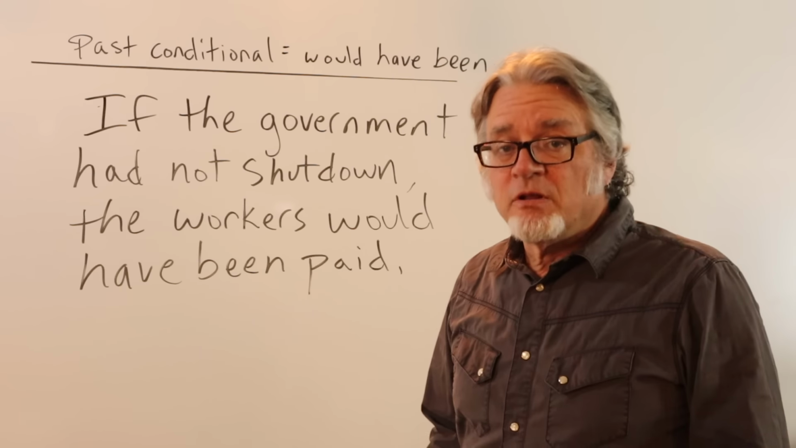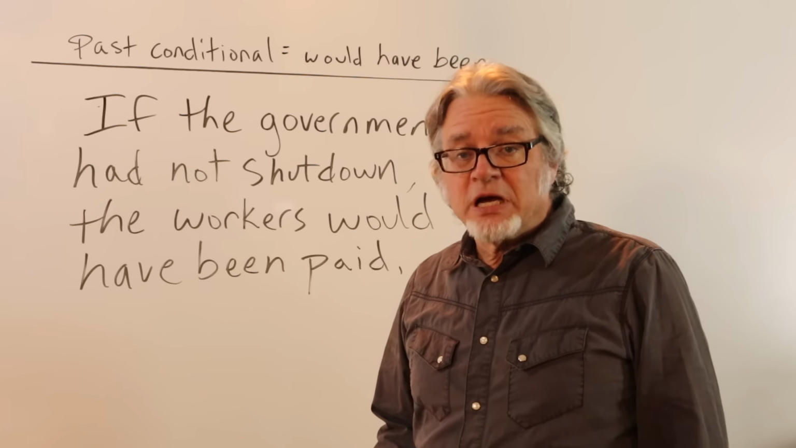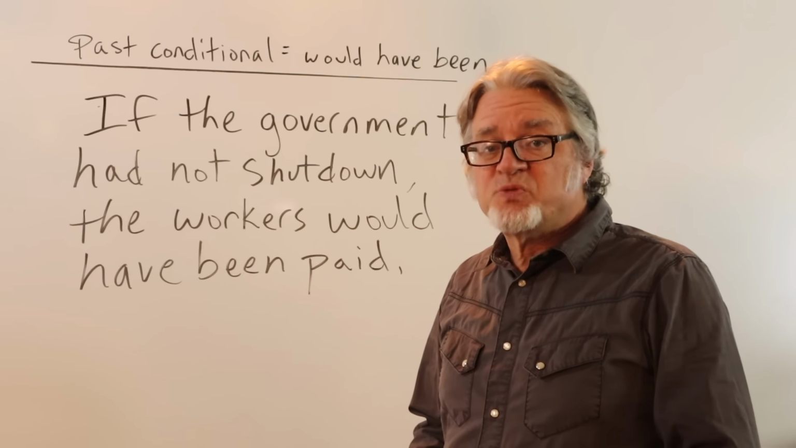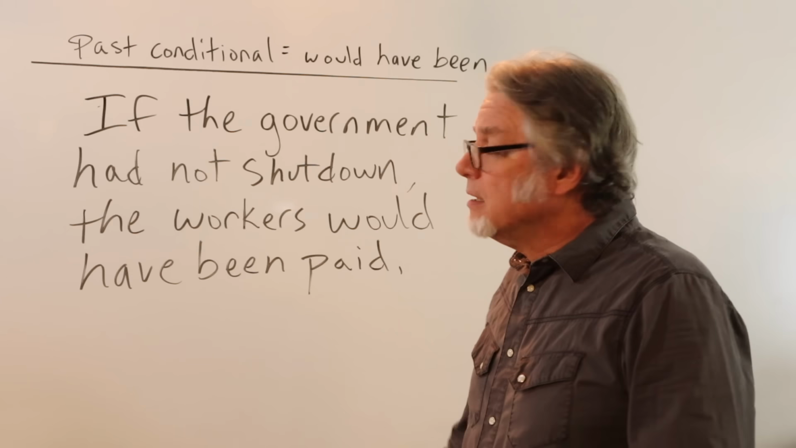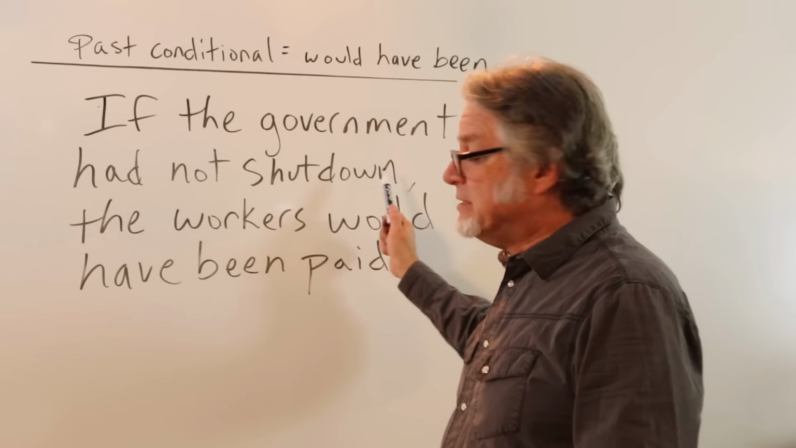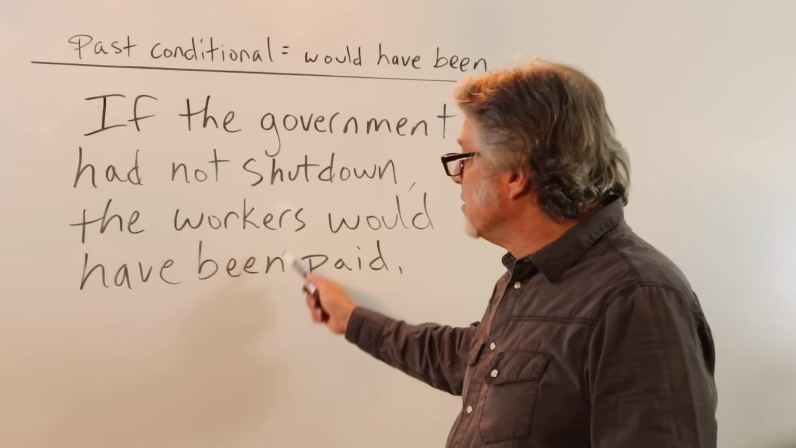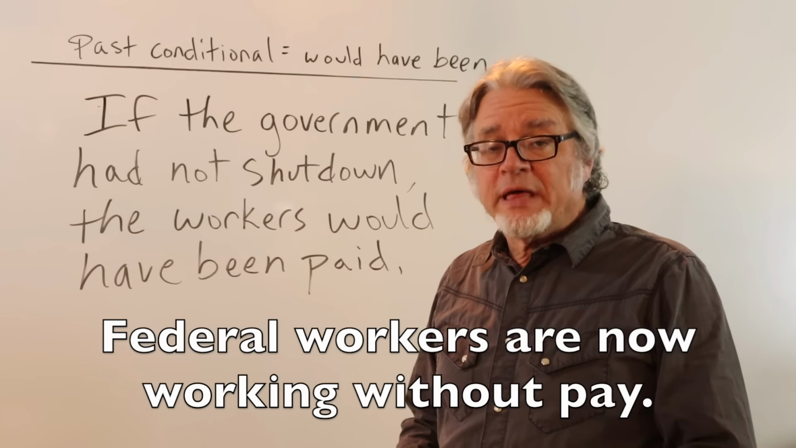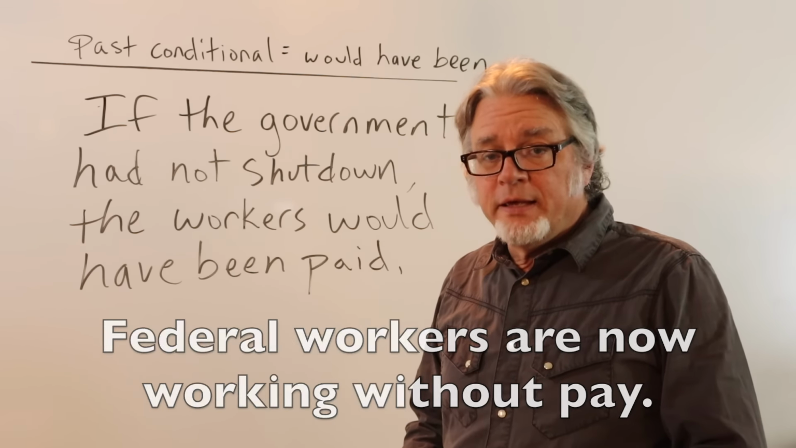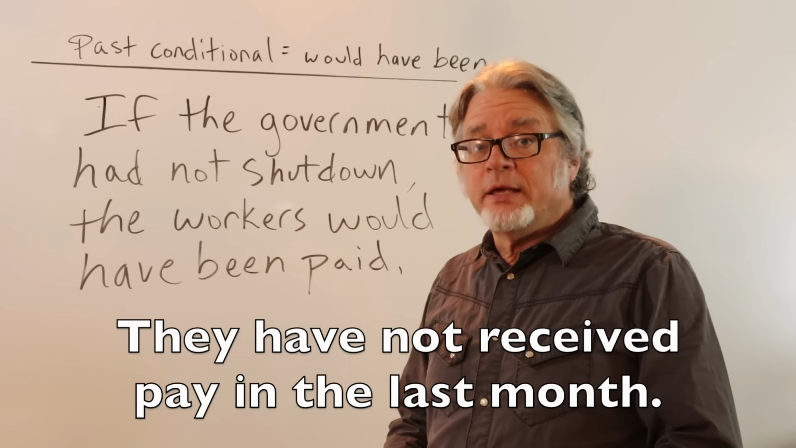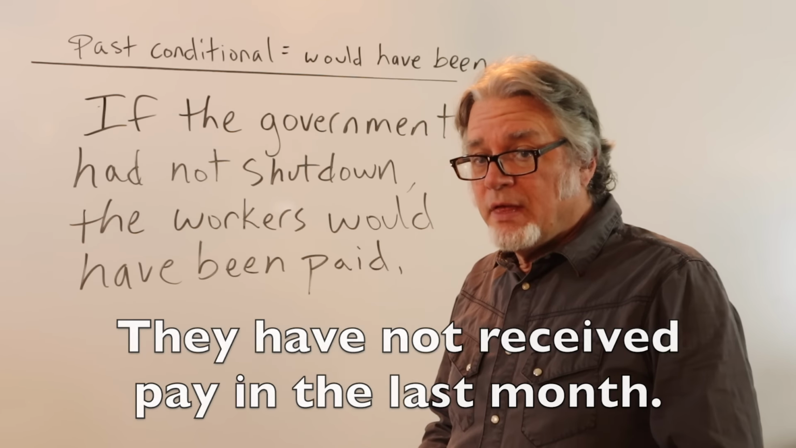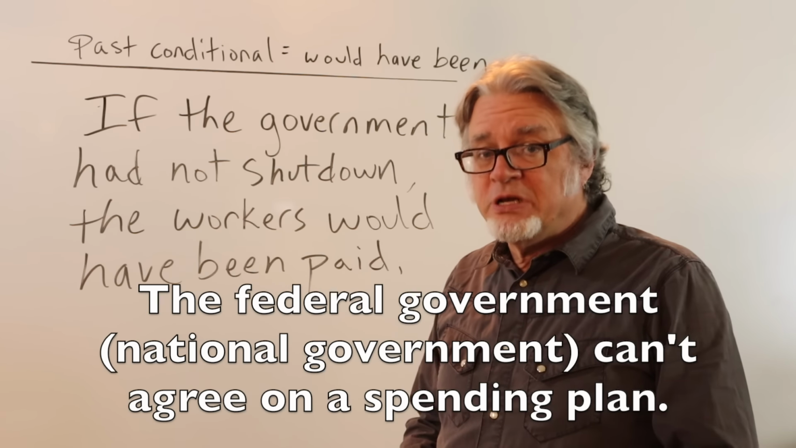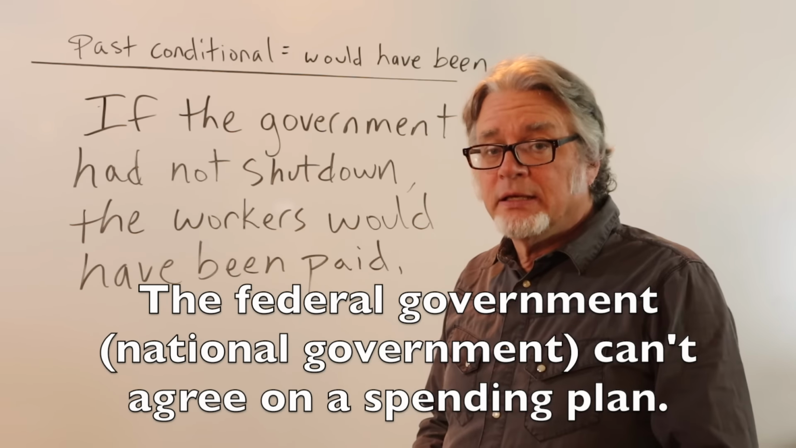Right now, the federal government is shut down because Congress has not agreed on spending. If the government had not shut down, the workers would have been paid. Federal workers are now working without pay. They have not received pay in the last month. This is because the federal government can't agree on a spending plan.